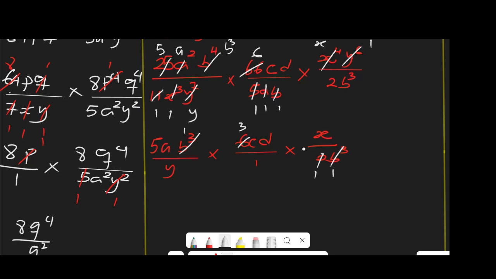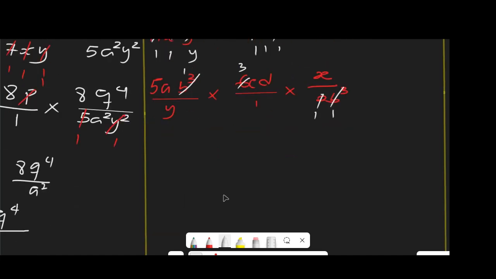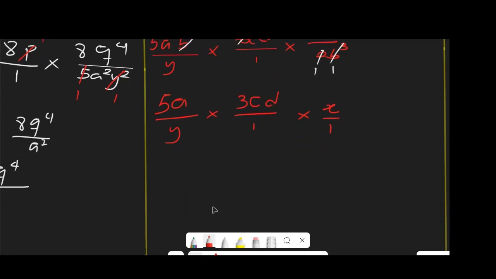Okay, so let me write it here. So we have 5a over y times 3cd over 1 times x over 1. We can't do any cancellation again considering the numerators and the denominators. So we have to multiply. So just multiply the numerators and the denominators separately. So let's see what we're going to get here. So 5a times 3cd times x.